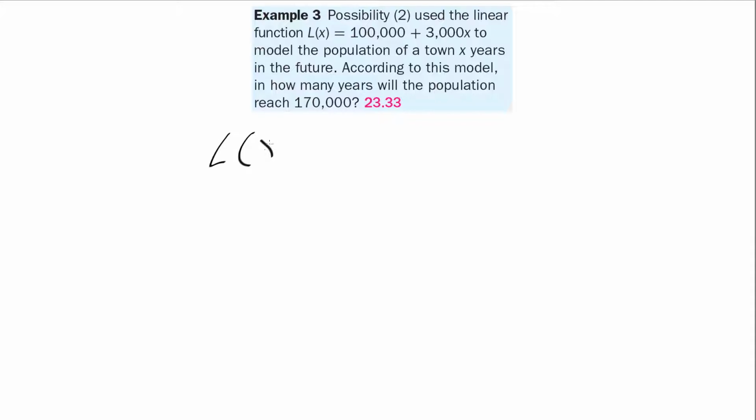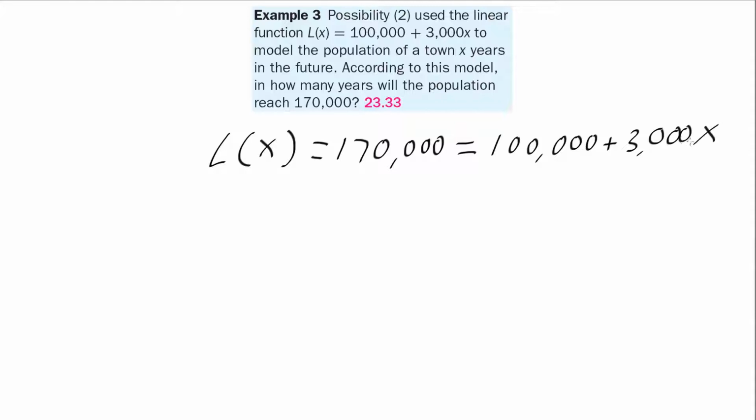equals 170,000. And what was the original function? The original function was 100,000 plus 3,000x. So now we want to solve for x, so I think first I'm going to subtract 100,000 from both sides, and when I do that I'll get 70,000 equals 3,000x. Next, I'll multiply both sides of the equation by 1 over 3,000.